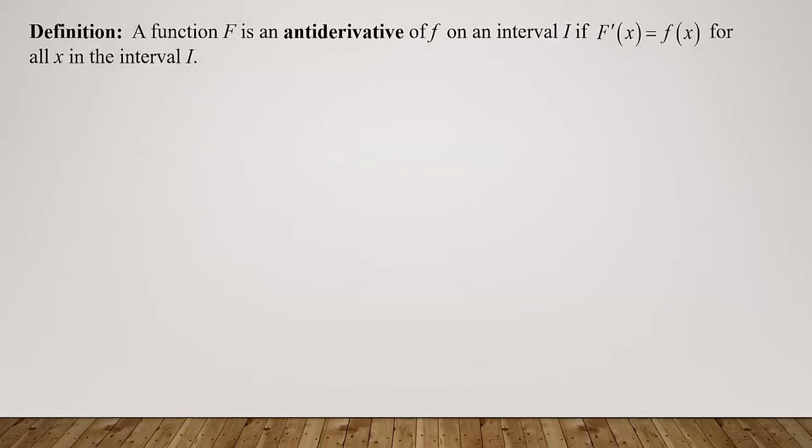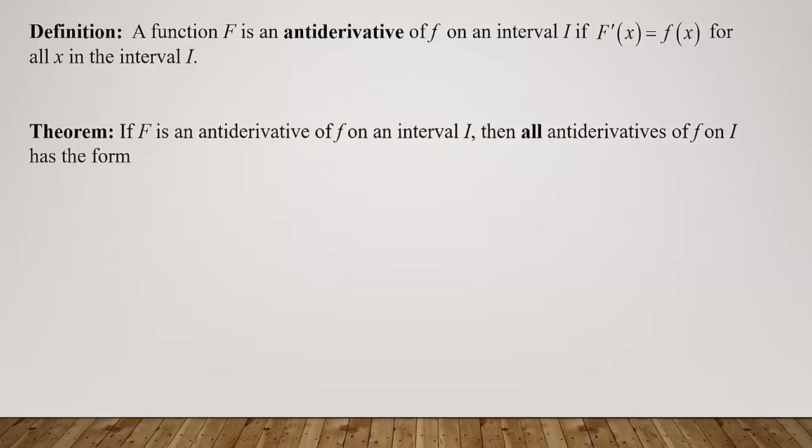So let's look at the following definition. We say a function, uppercase F, is an antiderivative of little f on an interval I if F prime of x, so the derivative of uppercase F, is equal to little f of x for all x that's in the interval. This theorem says that if uppercase F is an antiderivative of little f on an interval I, then all antiderivatives of little f on I have the form F of x plus C, where C is a constant.